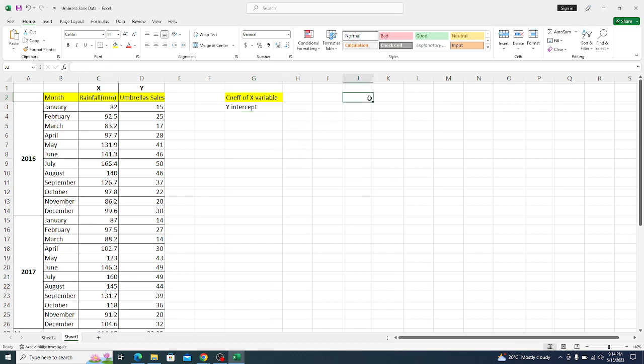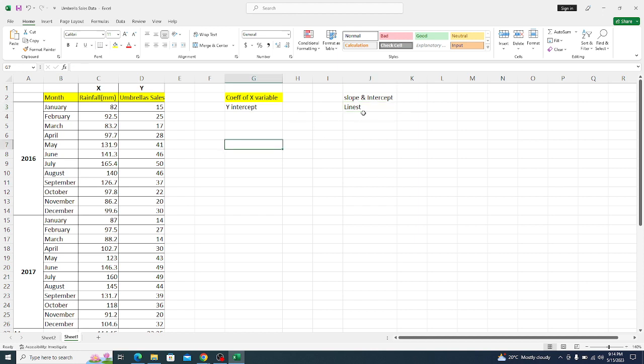So we've said we can use individual formulas, that is slope and intercept formulas, and we can also use LINEST. Okay, that is a formula. So let's start with the first one. This one will return two values, that is the slope and the y-intercept value.